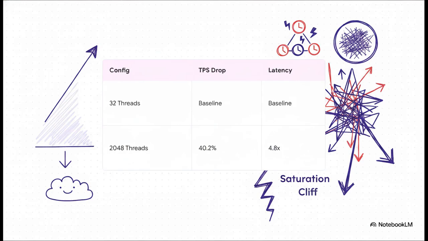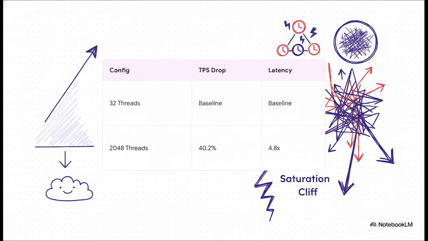Actually, throwing too many threads at the problem can completely destroy your performance. We call this the saturation cliff. Imagine you're deploying on an edge device or a constrained server. If you oversubscribe your threads, like jumping all the way to 2048 threads when 32 is your sweet spot, you create a massive context-switching storm. The OS scheduler keeps waking threads up, but the GIL just forces them right back in line to wait.